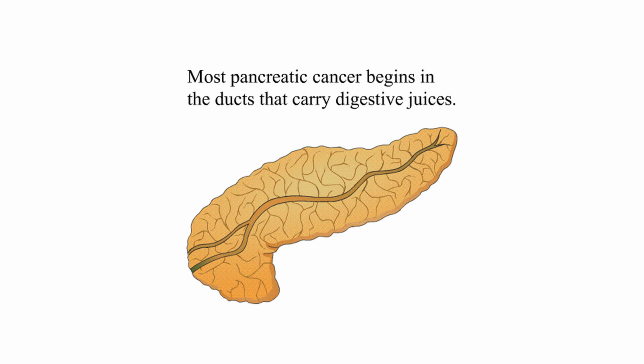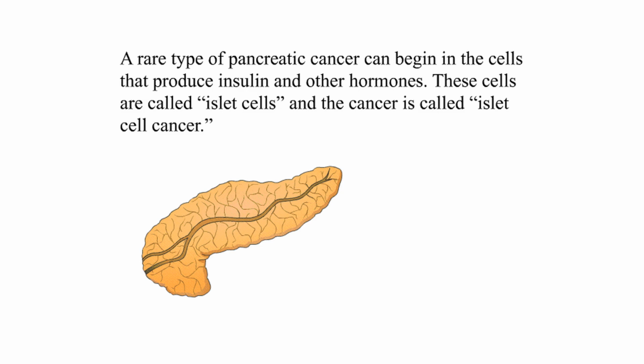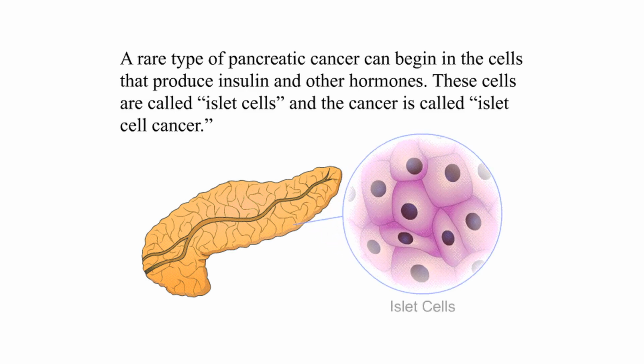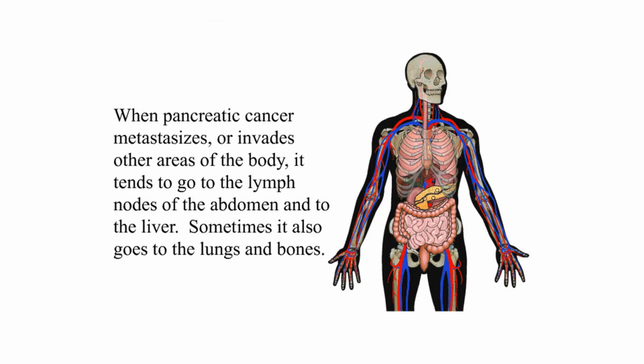Most pancreatic cancer begins in the ducts that carry digestive juices. A rare type of pancreatic cancer can begin in the cells that produce insulin and other hormones. These cells are called islet cells, and the cancer is called islet cell cancer. As pancreatic cancer grows, the cancer cells invade other tissues surrounding the pancreas, such as the stomach and small intestine. This is called metastasis. When pancreatic cancer metastasizes or invades other areas of the body, it tends to go to the lymph nodes of the abdomen and to the liver. Sometimes it also goes to the lungs and bones.